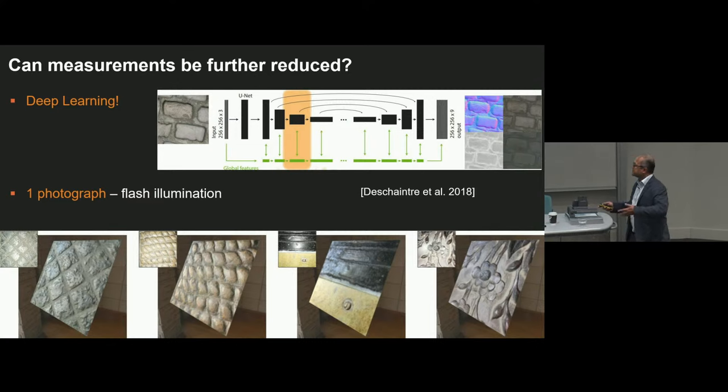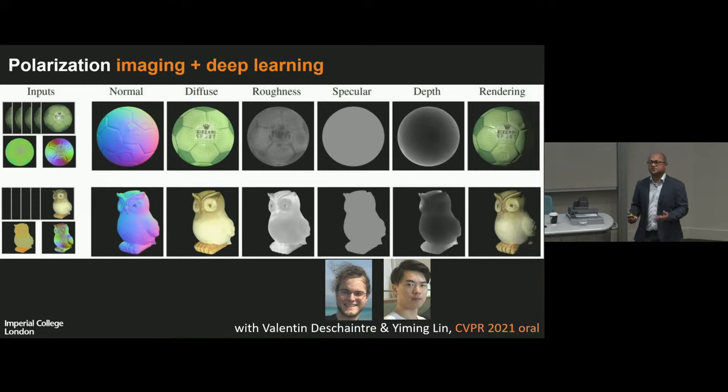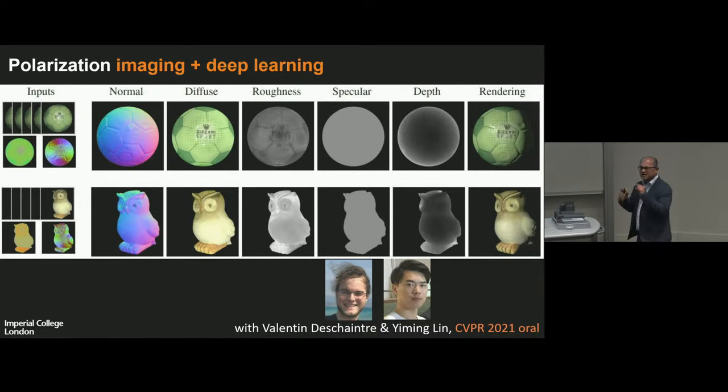So I had the pleasure of hosting Valentin in my group as a postdoc after he finished his PhD, after I was his examiner. No conflict of interest. But essentially, the idea was if we combine computational imaging with deep learning, then it should hopefully do better than just deep learning on regular photographs.